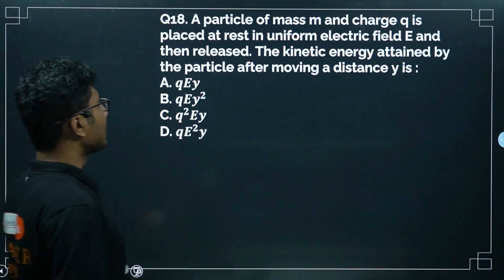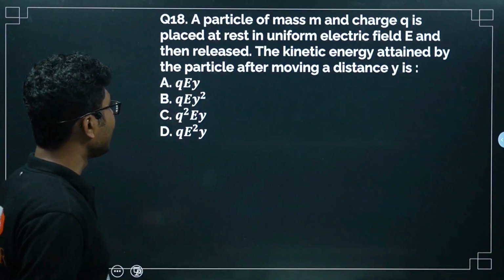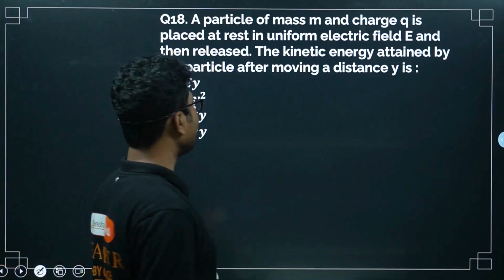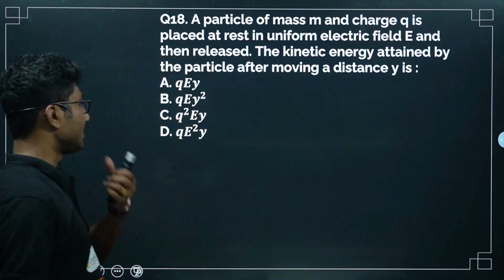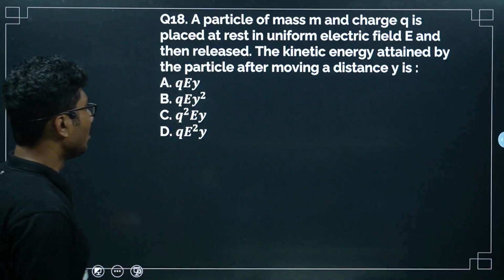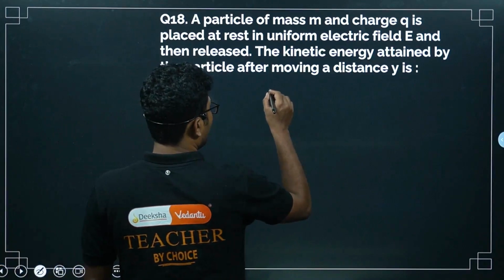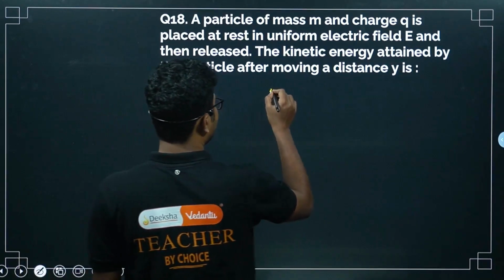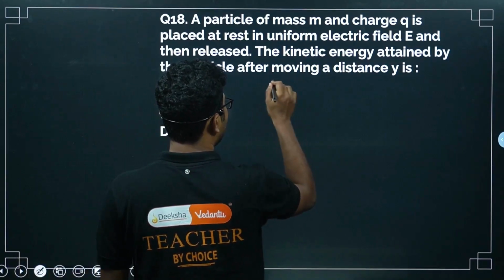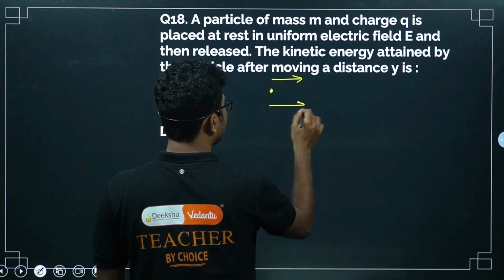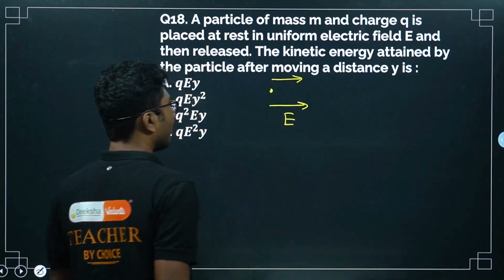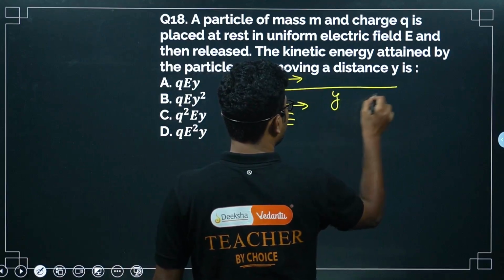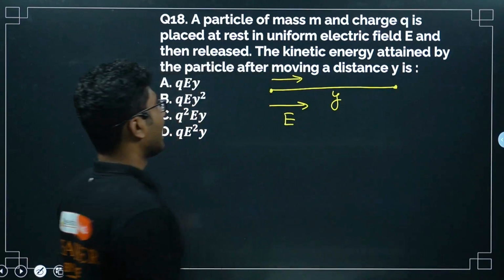A particle of mass m and charge q is placed at rest in a uniform electric field E and then released. The kinetic energy attained by the particle after moving a distance y is? So we have a charge placed at rest in a constant electric field E. Once it is released and travels a distance y, what is the kinetic energy of that particle?